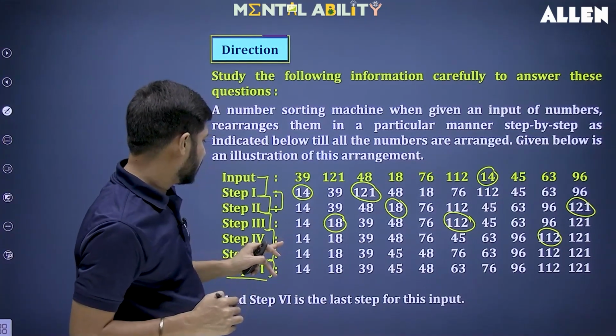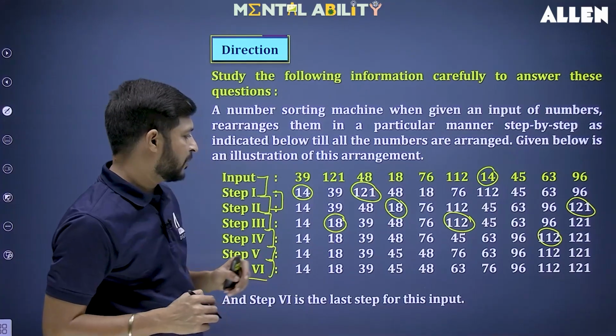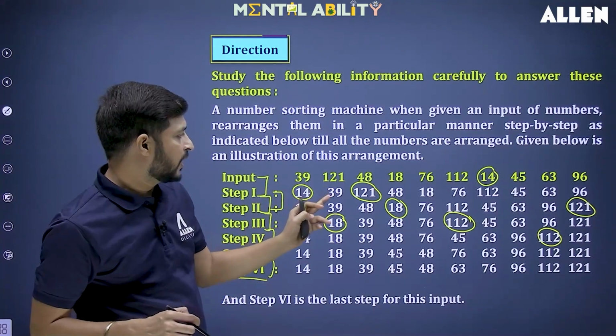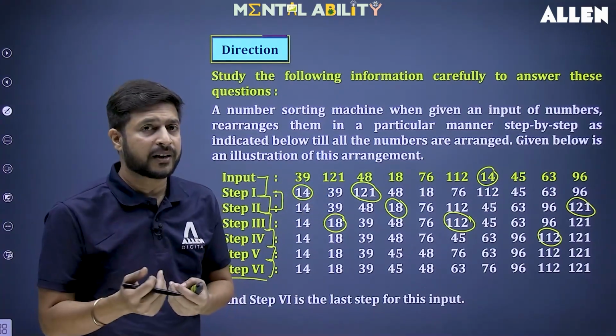Now if you notice the changes over here from the 4th step to step number 5, so now if you notice over here, the number which is just greater than 18, right?